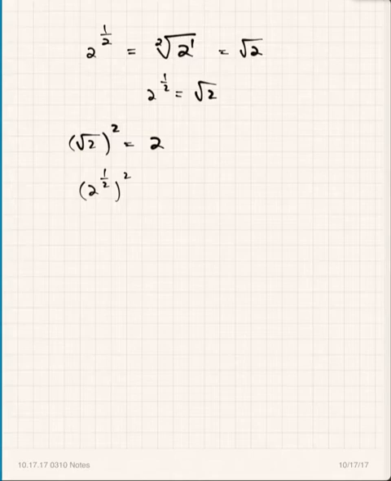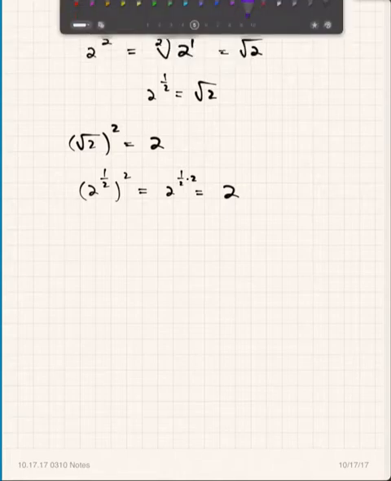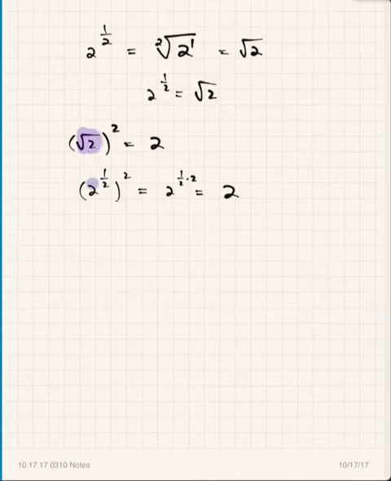The rule for exponents is that you multiply those exponents. So you technically have 1/2 times 2, and that's just 2 to the 1st power, or 2. So notice you get the same answer. And if you get the same answer at the end, then what you started with has got to be the same thing also. That leads you to the conclusion that the square root of 2 and 2 to the 1/2 power are really the same number, because when you square them, you get 2 in both cases.